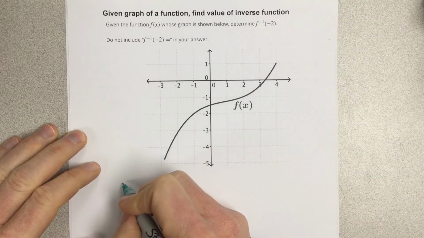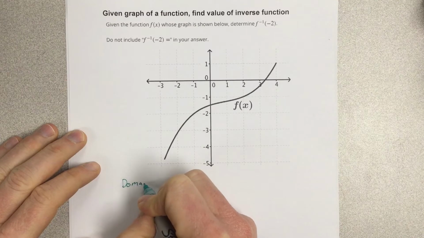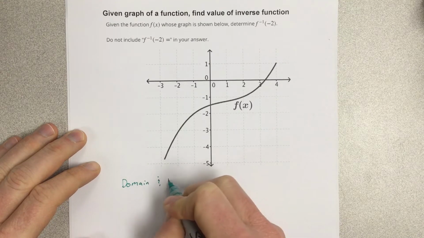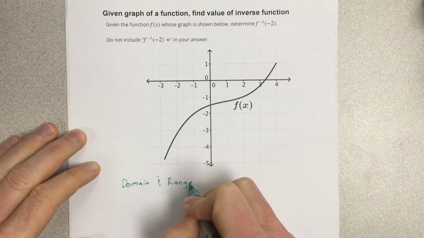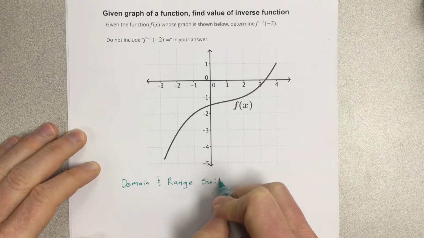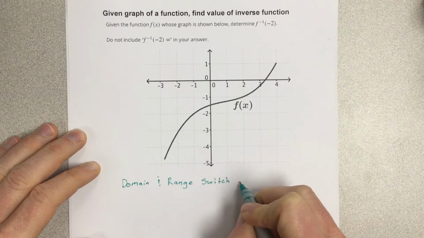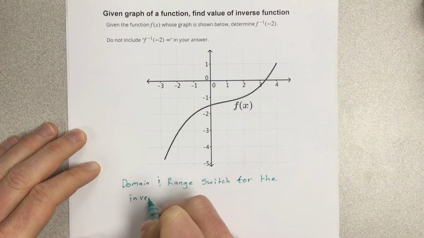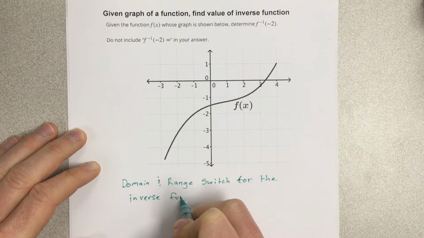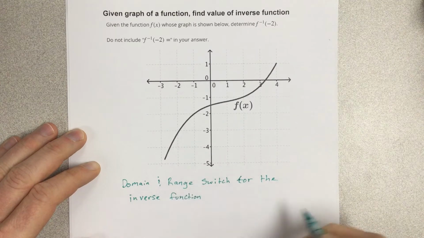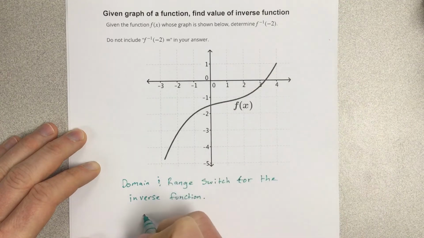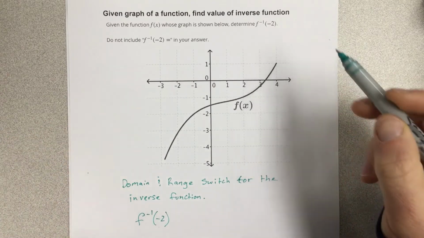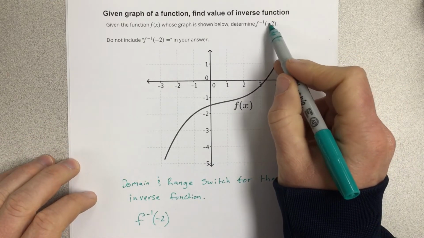So we know that domain and range switch for the inverse. So for the inverse function, if they ask us to find f inverse of -2, we need to go and find the output.